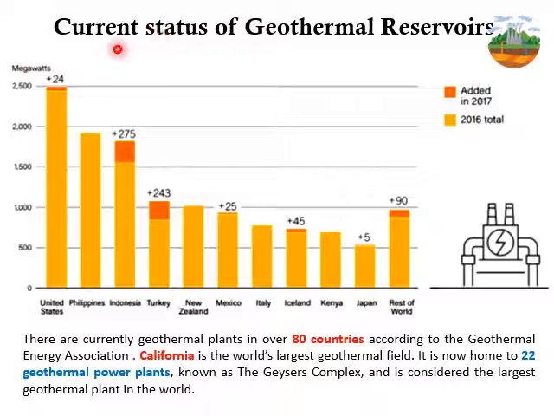This slide shows the current status of geothermal reservoirs. You can see the United States leads the world, with a total of around 2,500 megawatts of energy harnessed by geothermal energy. And this is the rest of the world which follows. You can see there are 22 geothermal power plants known as the Geysers complex, which are situated only in California. So huge potential is there, and the potential is also being harnessed.